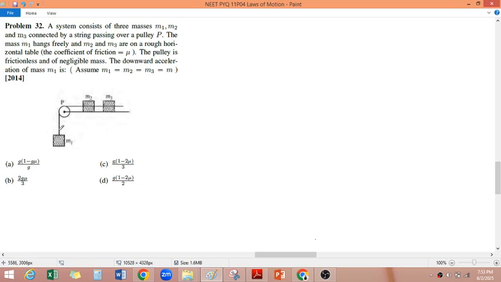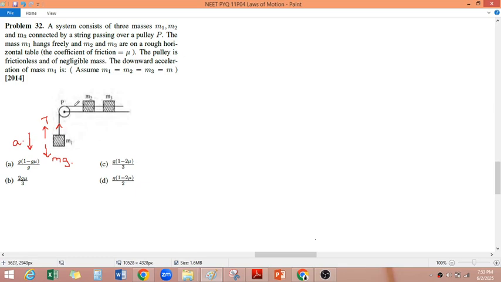So that means immediately I can say that there is some tension in the string. So that means tension is acting upwards, mg is acting downwards, right? And then they're asking you to find the acceleration downwards, which means this is A. So these two are forces, this is acceleration. So I have to show it separately.